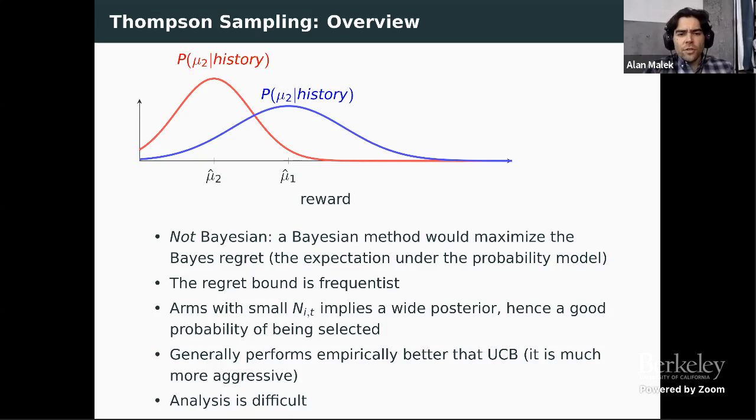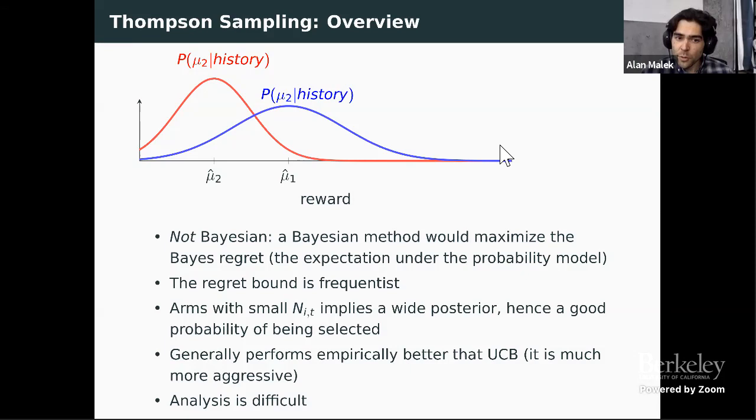So why is this a sensible thing to do? Well, if you think of this cartoon, if mu hat_i is high, then we'll tend to pick arm i, right? Remember the sampling procedure is to generate a posterior sample from this distribution, generate a posterior sample from this distribution, and then see which one's higher and choose that one. So if mu_i tends to be high, we'll tend to select it more often. Also, if we haven't seen an arm very often and it has a really large spread like mu_1 has here, then there'll be some non-trivial chance that we'll play it. So we'll do some exploration as well.